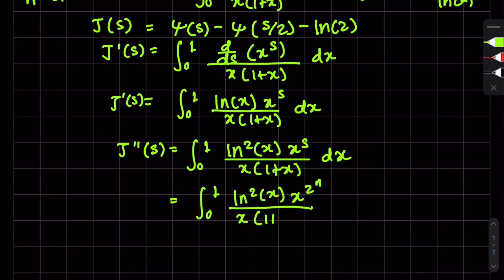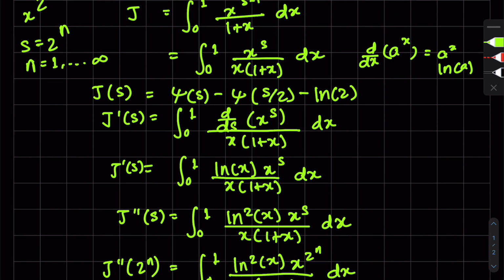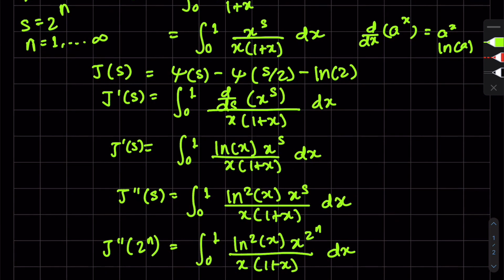I'm just plugging this in for s. That's all I'm doing, because we claimed this was a function of s, and s in this case is, say, 2 to the n. Now, this is just the integral part of it. We also need to see what this integral evaluates to, so we need to differentiate 2 times this here, because that's what this integral evaluates to.